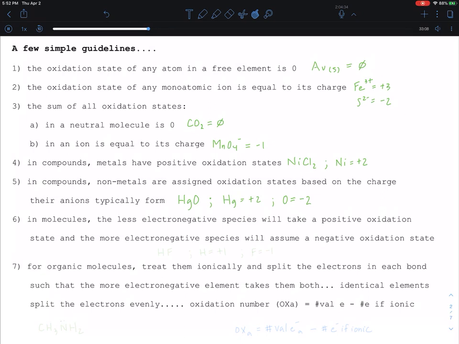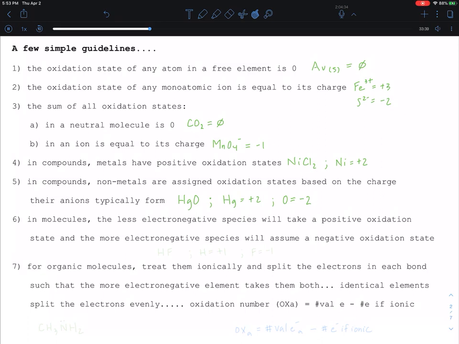The next one: in molecules, the less electronegative species is going to take on a positive oxidation state. That just makes sense, right? The less electronegative species is the species that's not hanging on to its valence electrons as tightly as the more electronegative species. And as a result, the more electronegative species will be pulling electron density away from the less electronegative species. And so therefore, the less electronegative species is going to take on a positive oxidation state, a partial positive charge, remember?